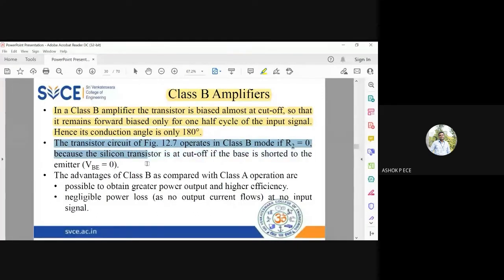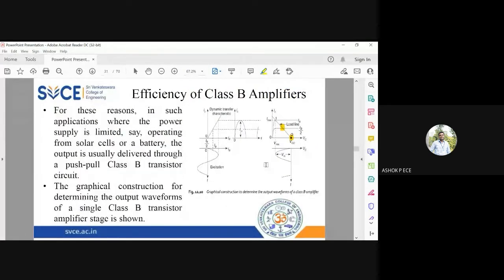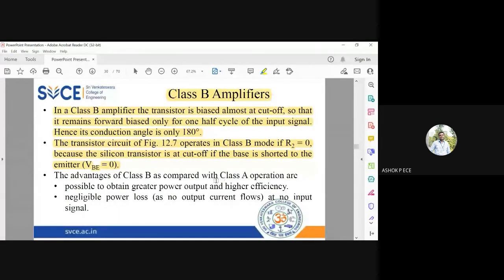The transistor is going to operate in class B mode if I make R2 equal to 0. R2 means the voltage divider bias circuit you have, right? In voltage divider bias, if I make R2 equal to 0, then VB will be 0. If VB is 0, the transistor is not going to turn on at all. That is how you ensure that a positive half cycle full amplification takes place. For the negative half cycle, the transistor is not even turning on because VB is made 0.